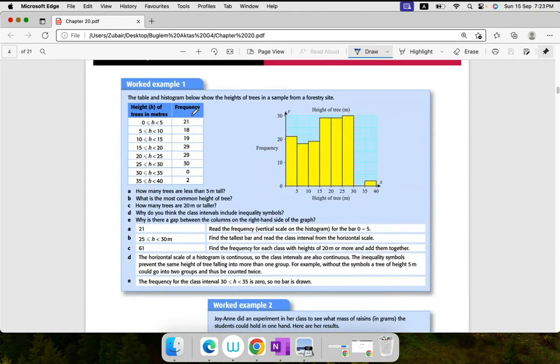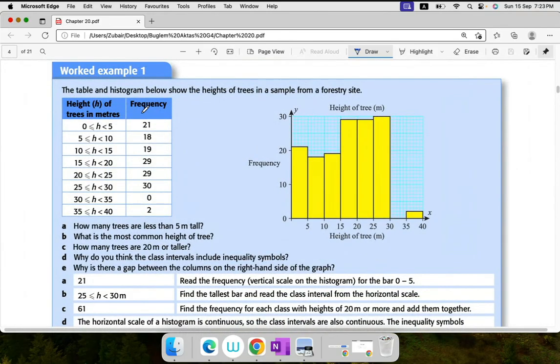just displaying the data. A worked example, the table and the histogram below show the height of the trees in a sample from a forestry site. So classes are 0 to 5, 5 to 10, 10 to 15, and so on. The first thing to notice is that all the classes are of equal width. If they would be of different width, we will not draw frequency, but frequency density. We'll look at it later. So classes are equal, so the width of all the bars are equal. We have the frequencies, one of the frequencies is 0, and see there's no bar in 30 to 35.